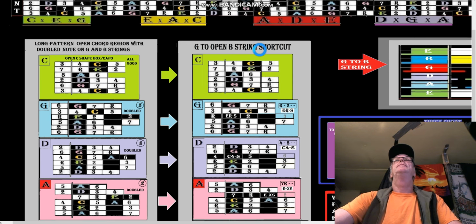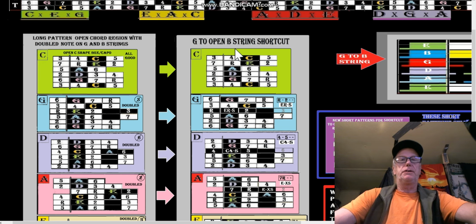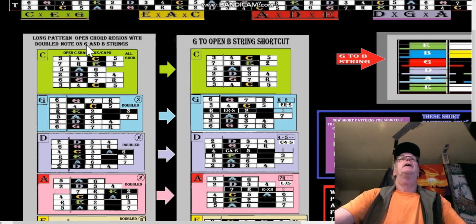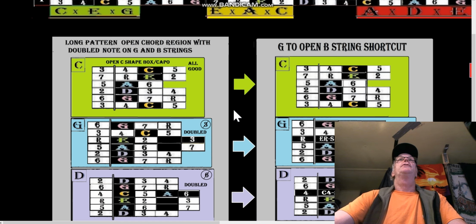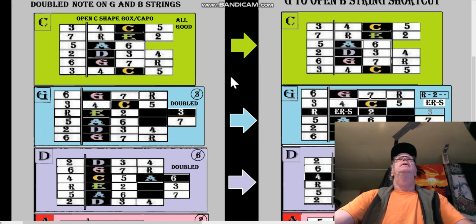Here we go with everything we've just talked about, and now we're going to actually implement it. So this is the long pattern open chord region with the doubled notes. Okay, so in other words, the notes are doubled.